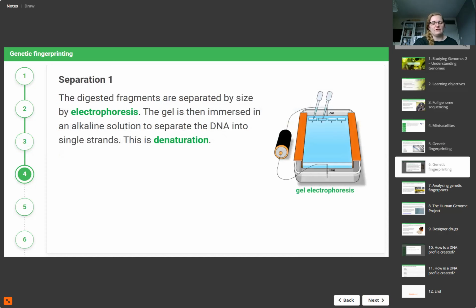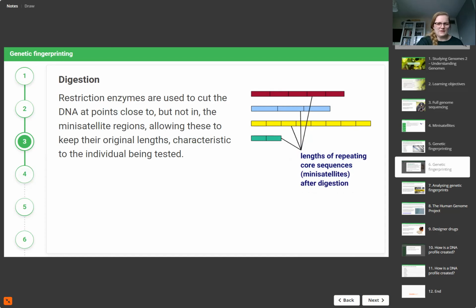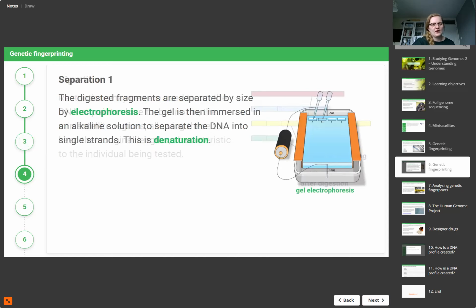So once we've digested them, we're going to separate them. But actually, I'm just going to go back here before we even separate them. Before we separate them, we add a fluorescent tag to them. And this means that we can then view everything under a UV light. So that's really important. We add a fluorescent tag at this point so we can view them under UV light.